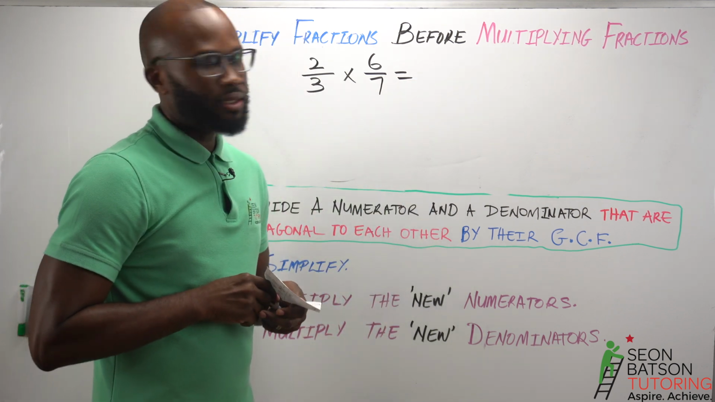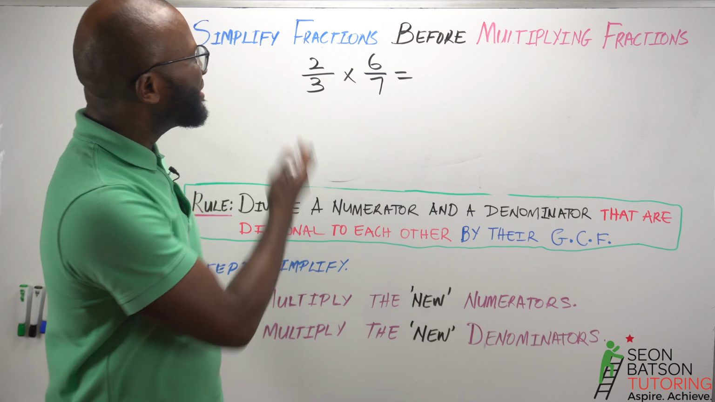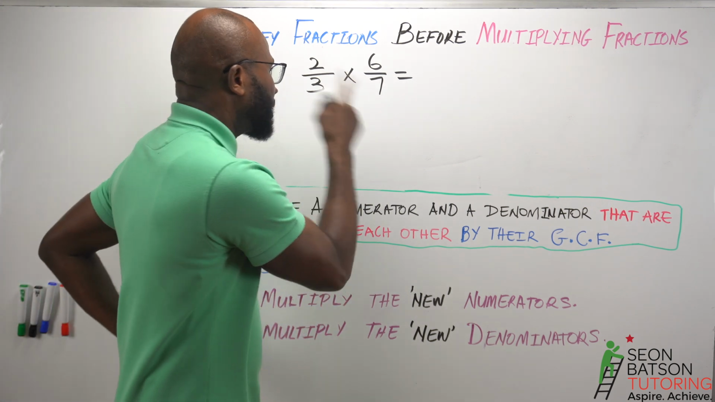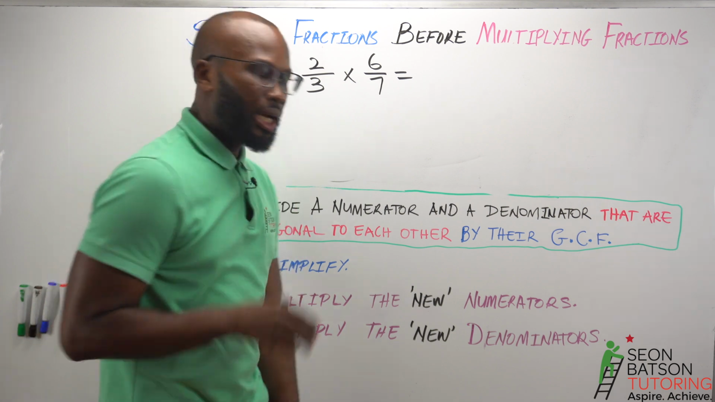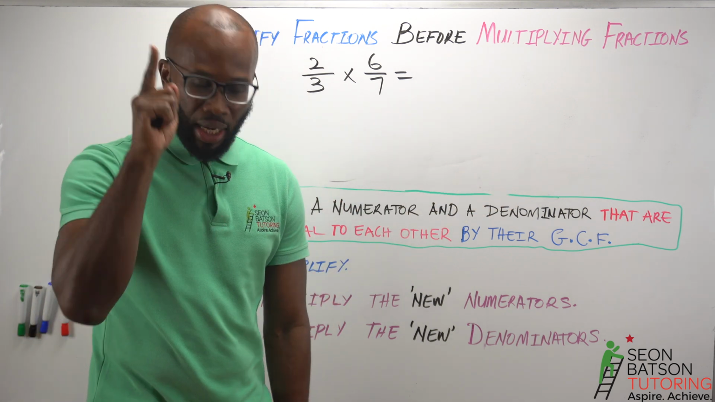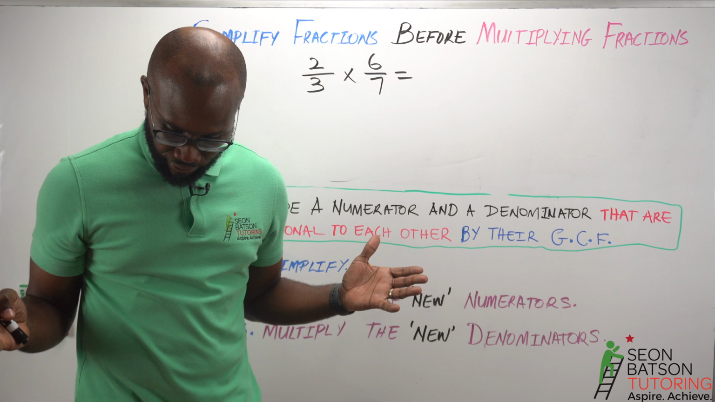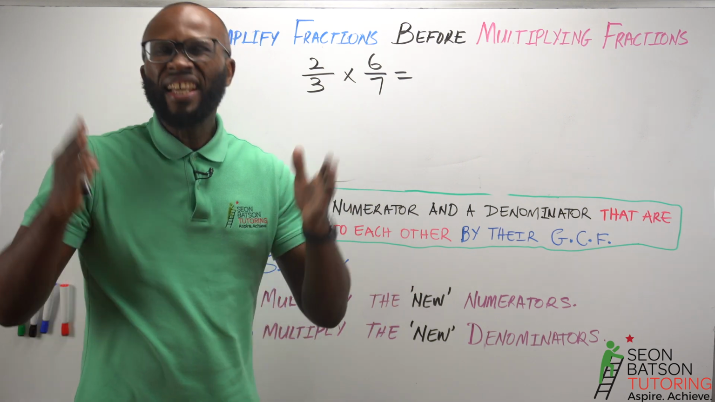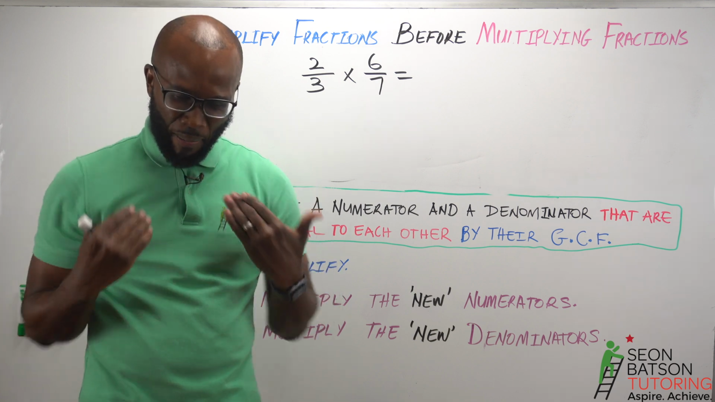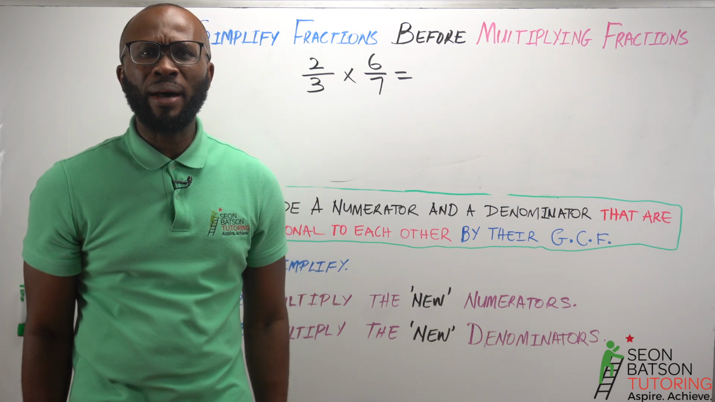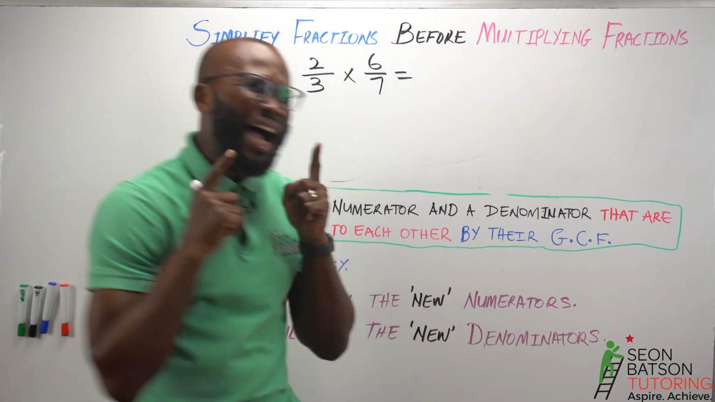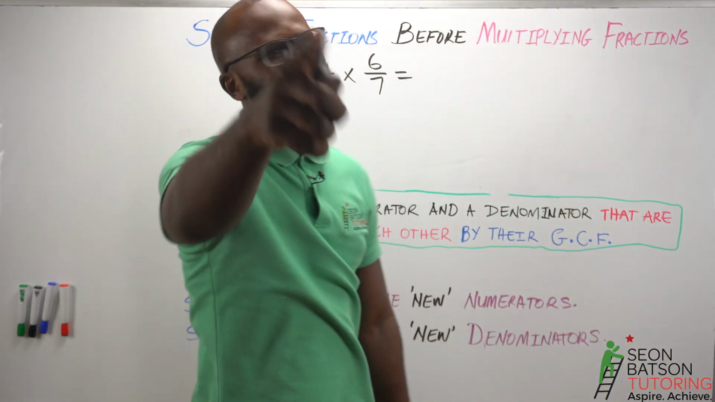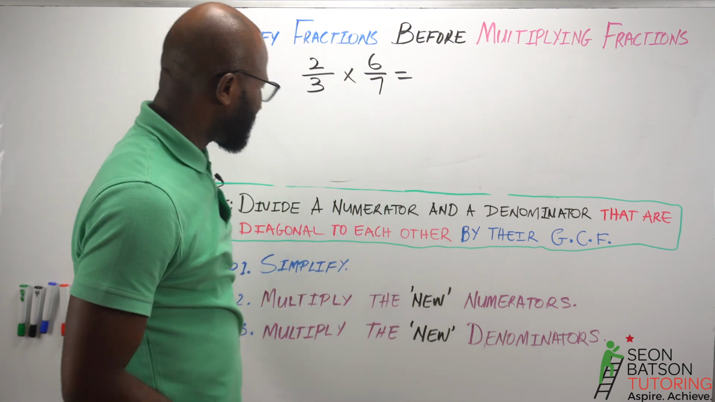I'm being very nice, yeah? I'm sending you guys off with some baby stuff. But don't you dare skip the simplifying step and go straight to multiplying. I just want you to feel good about yourself. So you're going to simplify, then multiply. Pause the video, give it a try, and then come back and let's see if we get the same answer. I believe in you. You guys got this. Give it a try.